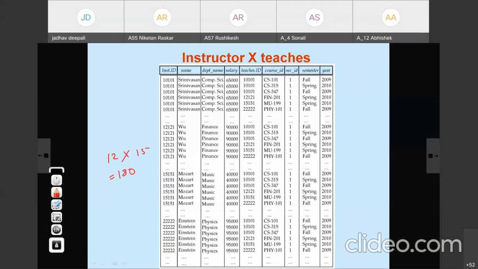Why? Because every tuple of instructor is attached with every other tuple of the teachers. You can observe the first tuple of the instructor is attached with all the tuples of the teachers. Second tuple attached with all. Third tuple attached with all, in this way. Not all are shown. It is not possible to show all 180 tuples on a single page, and that's why some of them are shown here. So in total there are 180 tuples in the resulting relation, n1 into n2.